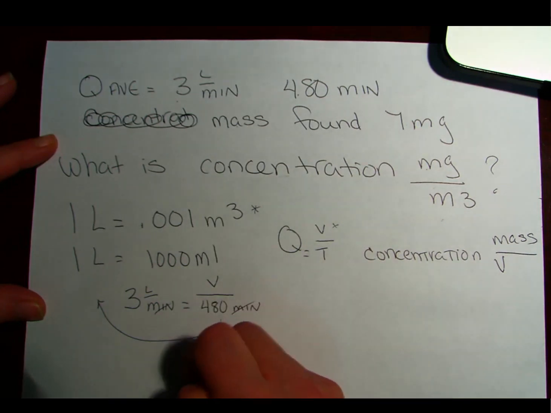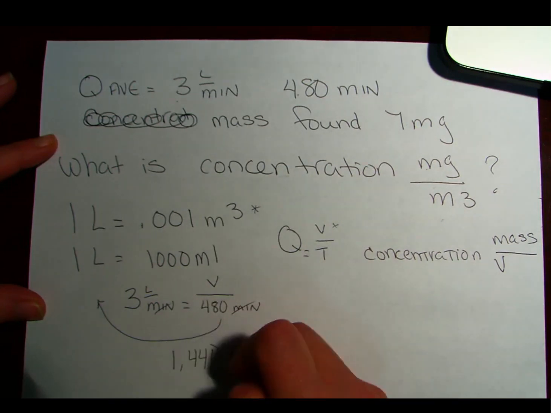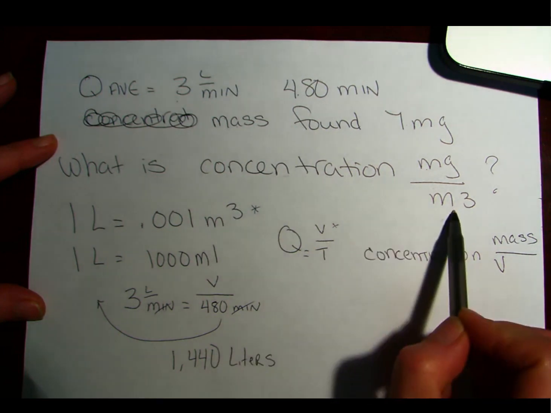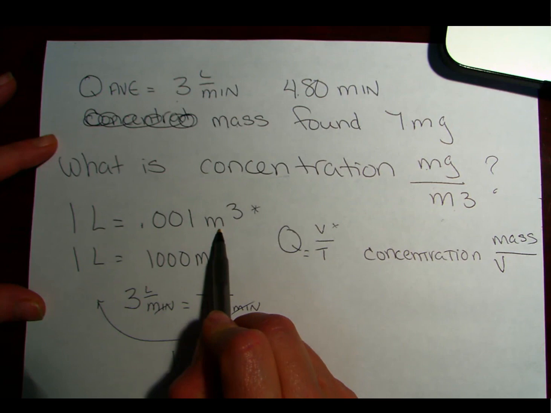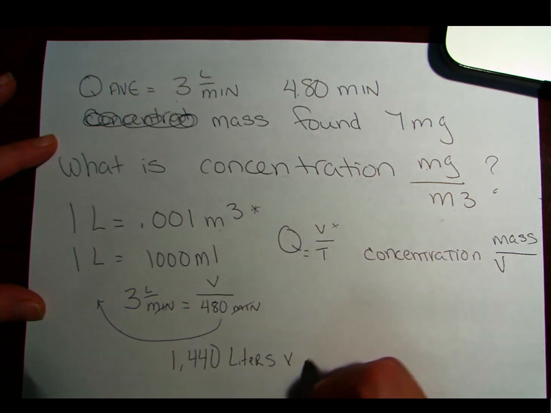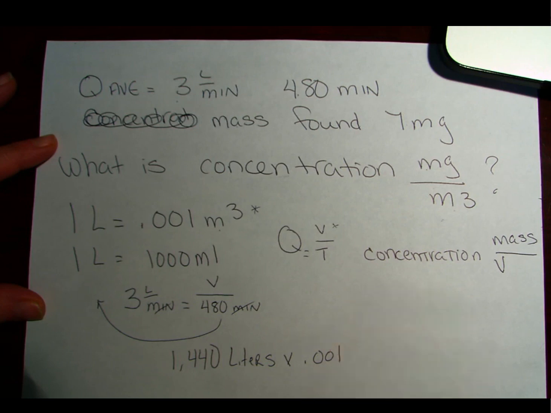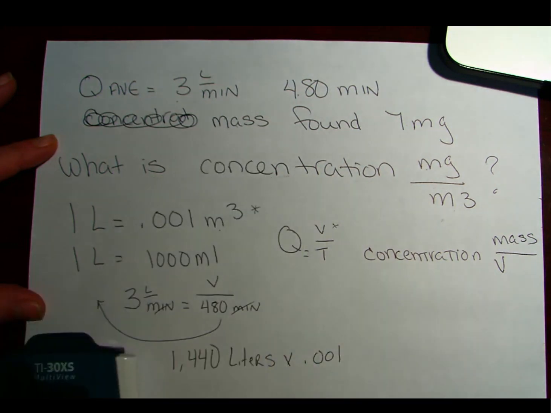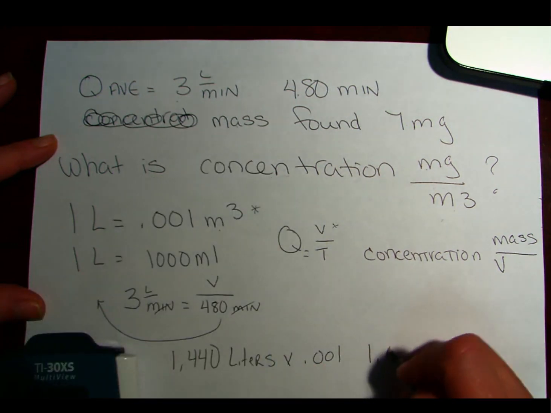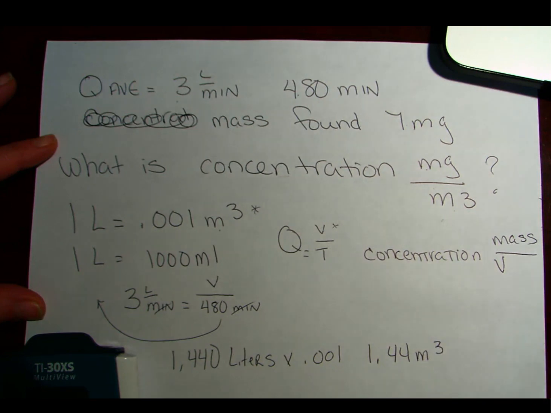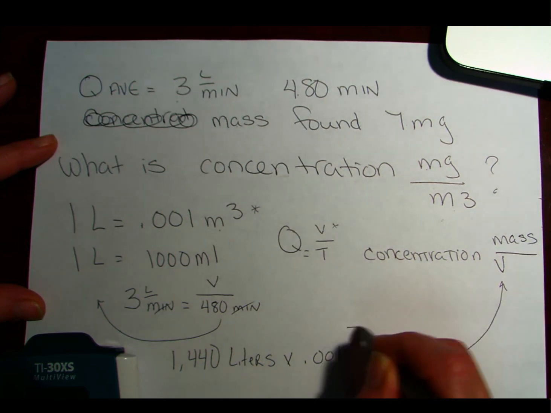I have 1,440 liters. But I need to convert that into meters cubed. So I'm going to multiply it by 0.001. And now I have 1.44 meters cubed. That's my volume.